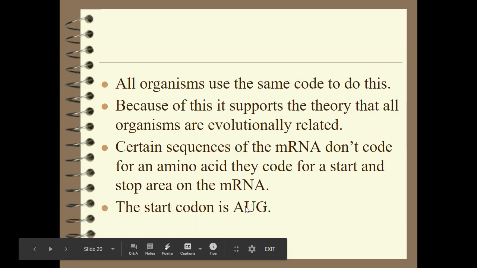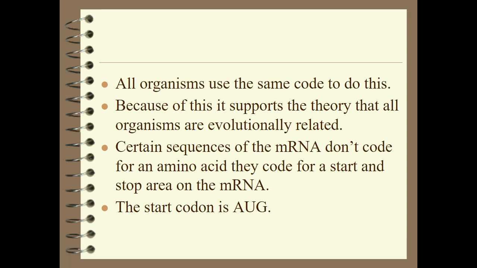So all organisms use the same code to do this. No matter if it is a plant, animal, or human, they all use the same thing. Because of this, it supports the theory that organisms are evolutionarily related. That's why there are specific parts of the DNA that are the same in all organisms on Earth.